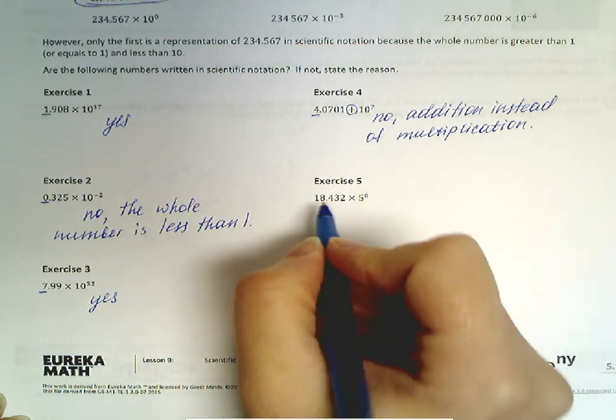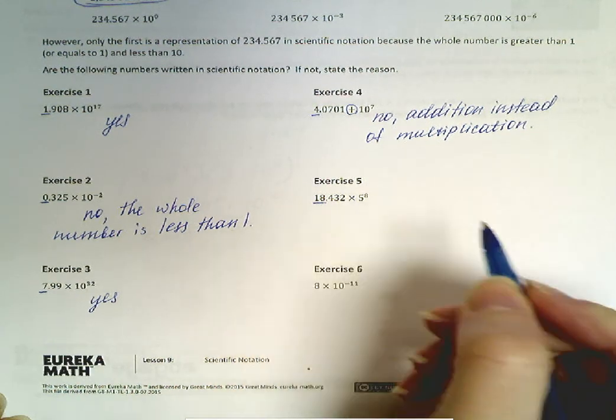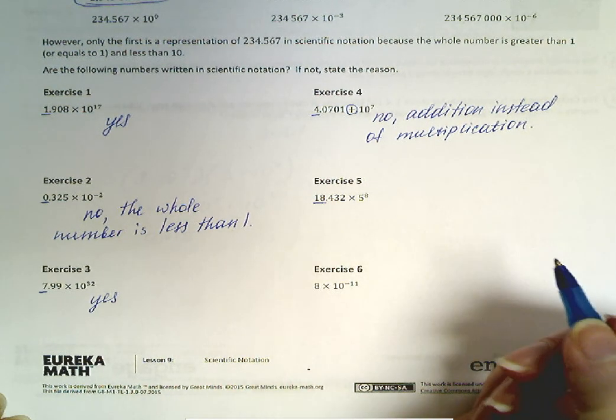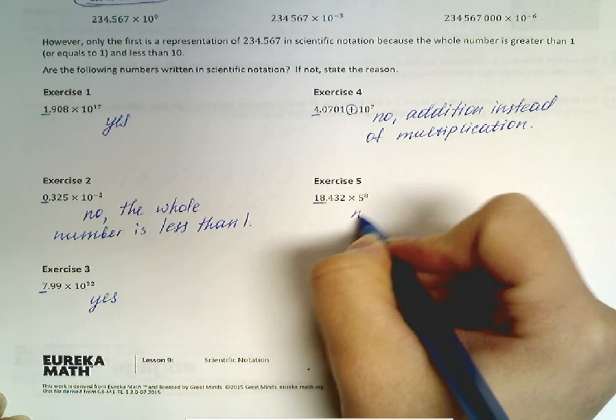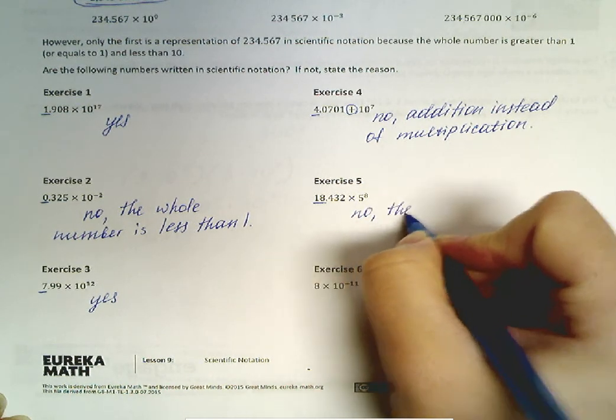Okay. Exercise 5, the whole number is 18. It's more than 10, so that is not working for us. So no, the whole number is more than a 10.